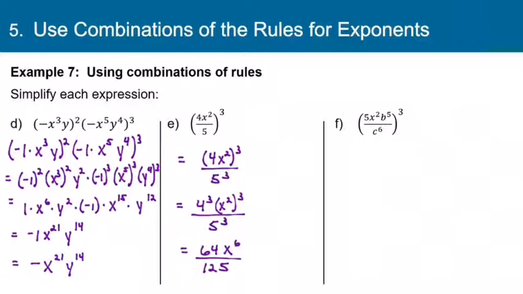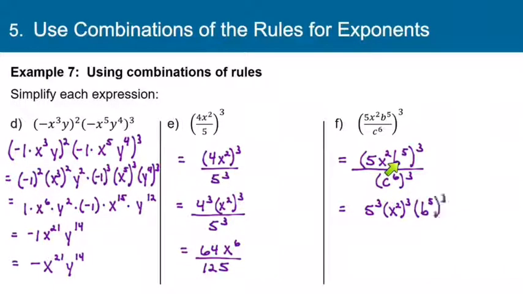So power rule C says that we can apply this 3 to both top and bottom. That's going to give us 5x squared b to the fifth all to the third over c to the sixth to the third. And then power rule B says we can apply this 3 to everything inside that parentheses. So that would give us 5 to the third, x squared to the third, b to the fifth to the third. And that's still over c to the sixth to the third.